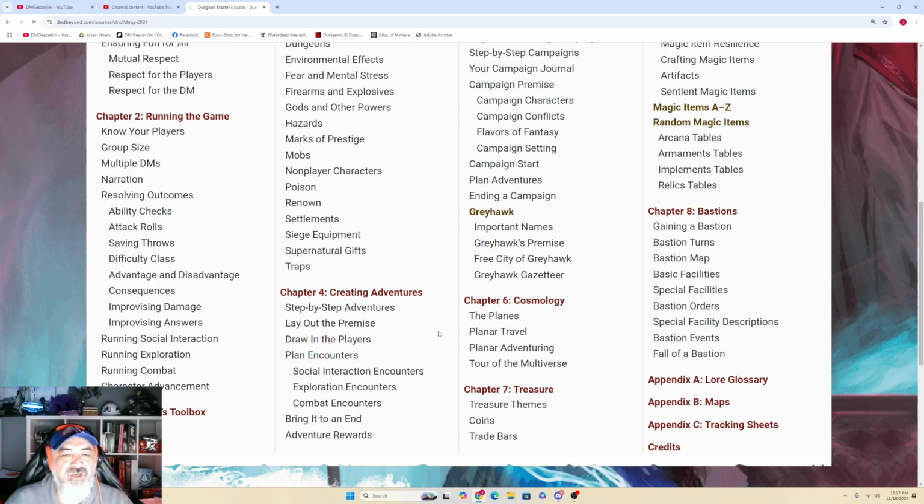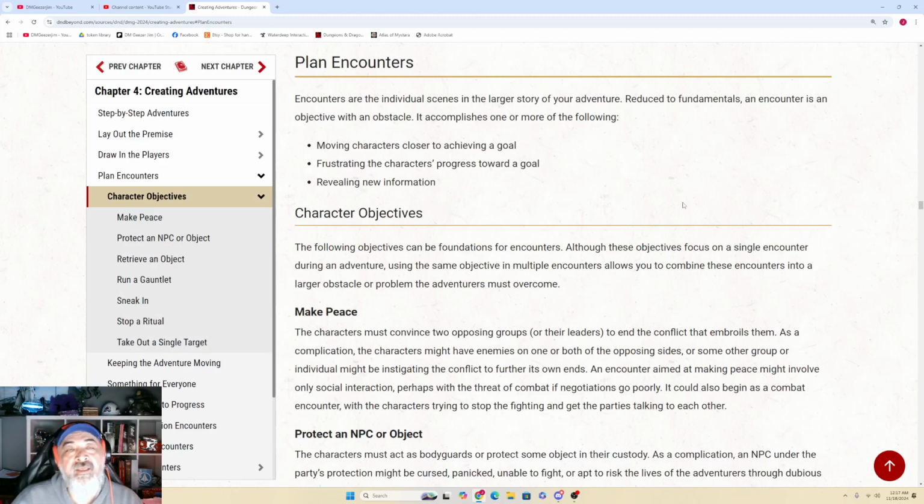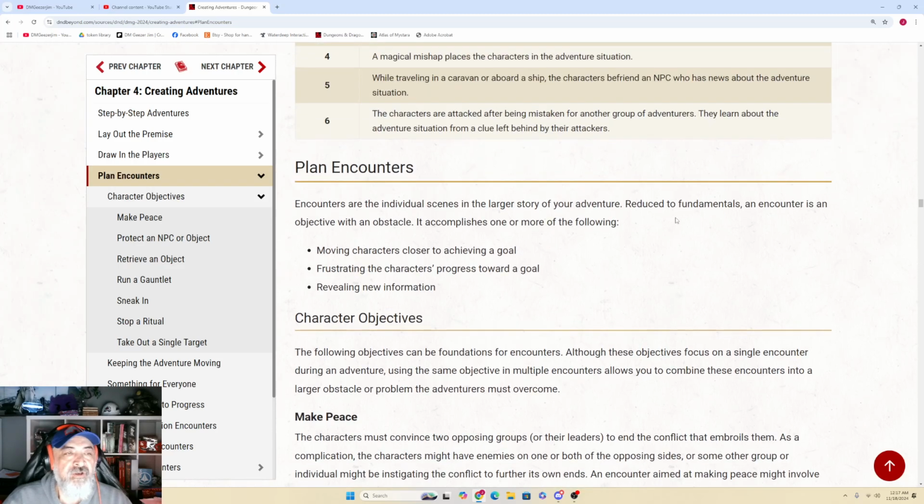The next section of Chapter 4 is Plan Encounters. This is Chapter 4, Creating Adventures. This is where we're taking our toolbox and some of the other things and making references to future parts in the book to put our adventures together. Get an idea for an adventure, make sure that we're able to connect the adventure idea with the players, and then start planning encounters to support and resolve the adventure. So this is a pretty thick section here. We're going to get into it.